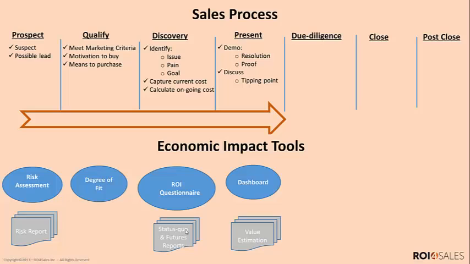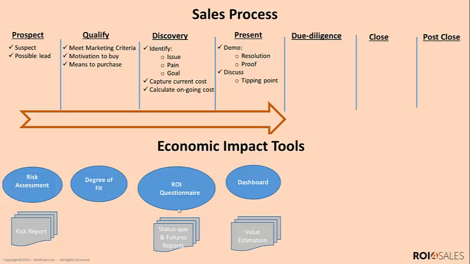Included with that, of course, was that status quo report and a futures report. Once you do your presentation or demonstration, we like to call proof of concept. We are proving that we can resolve that issue, pain, or goal. You also want to have the ability to discuss the tipping point. At what point will a prospect make a decision?